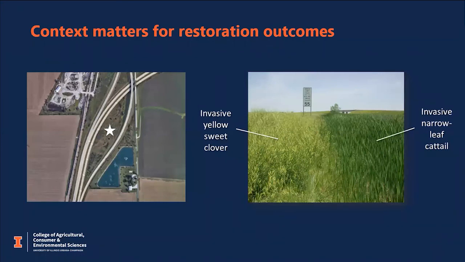Context also matters. The star here on the map marks the location of a restored marsh just south of Decatur, Illinois. And you'll notice that this site is surrounded by a highway interchange, and beyond that by agricultural lands. There are very few natural wetlands in the surroundings that might have provided seed sources for natural colonization of the site by wetland plants. The water source here is agricultural runoff and roadside ditch runoff, which carries with it pollutants and road salts. And the end result: a marsh dominated by narrow-leafed cattail, surrounded by invasive yellow sweet clover.